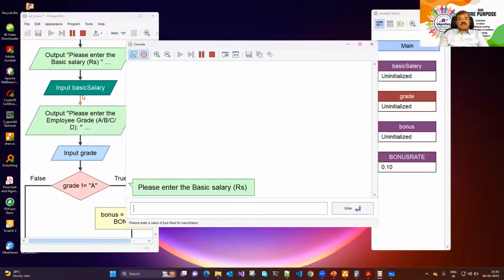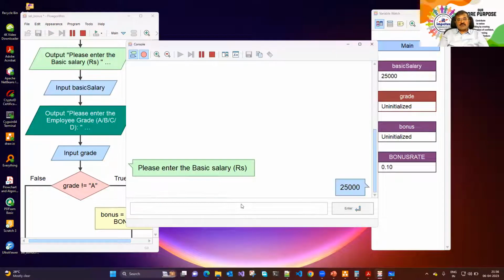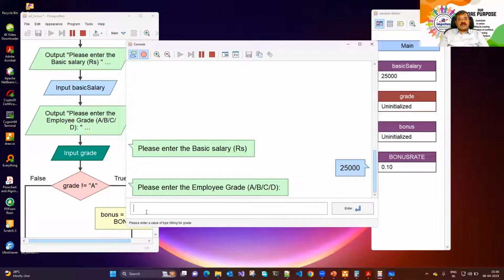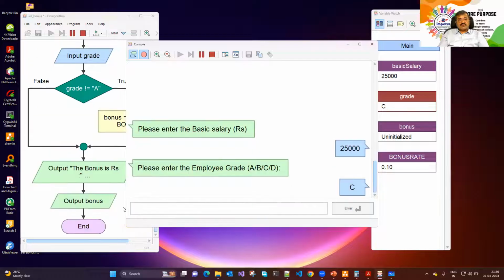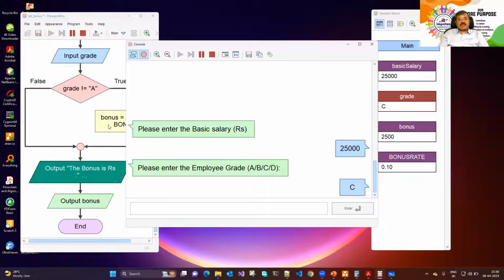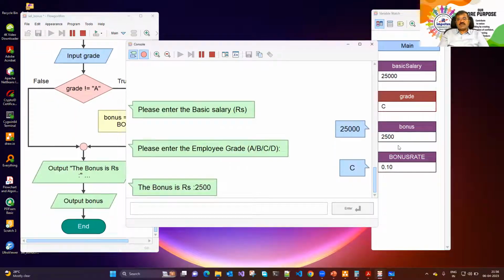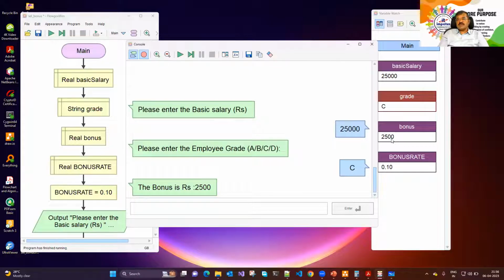We reach this particular statement. It says please enter the basic salary. Somebody's basic salary is suppose 25,000 rupees. Then we ask you to enter the grade. Grade है उसका समझो C. So we check C not equal to A. That is true. If C is not equal to A, control goes here, calculates bonus, and then it displays the bonus. So bonus कितना आ गया? 2,500 रुपए आ गया, 10%.